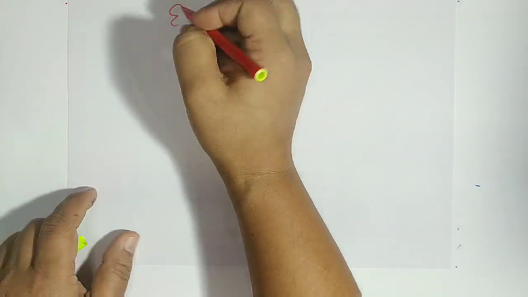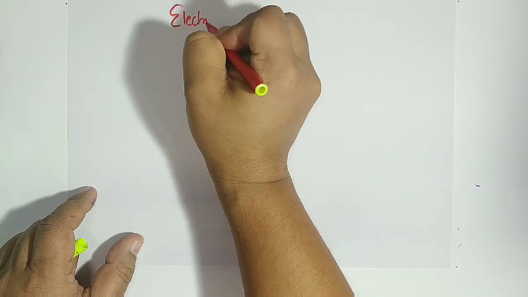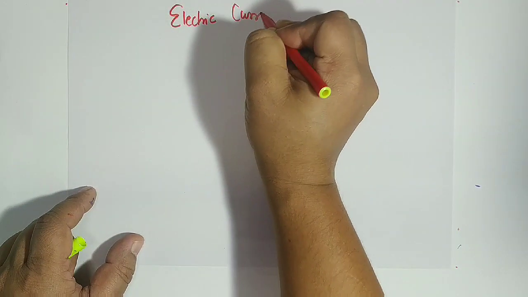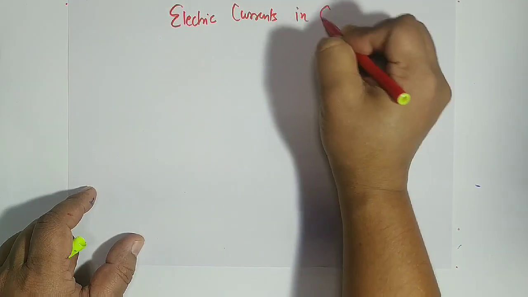Now further we will move and we'll talk about how the electric current comes in the conductor. So electric current in conductors.